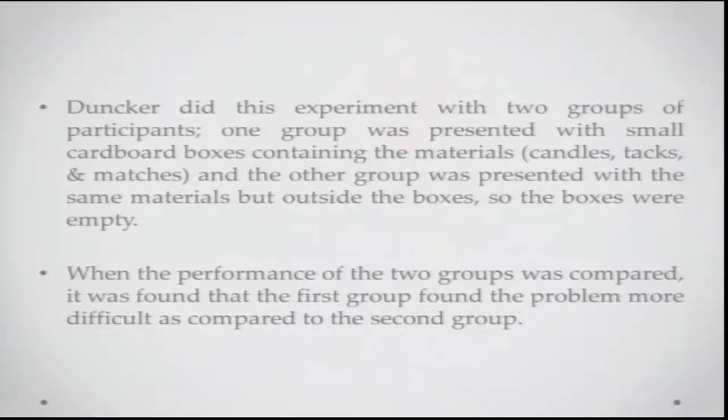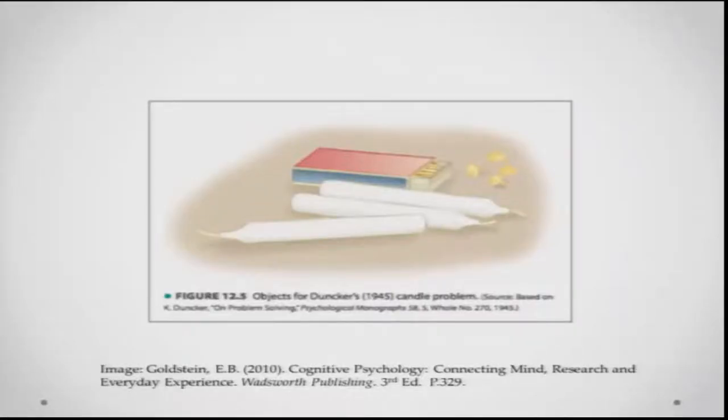Now, how is this happening? What is the problem here? Why is the first group finding it more difficult? I'm sure a lot of you would have come across this problem and know the solution already. The idea is that you just attach the empty box to the wall using the tacks and keep the candle in the matchbox, so that even when the wax is melting, it just falls within the box. That's pretty much the solution of the problem.